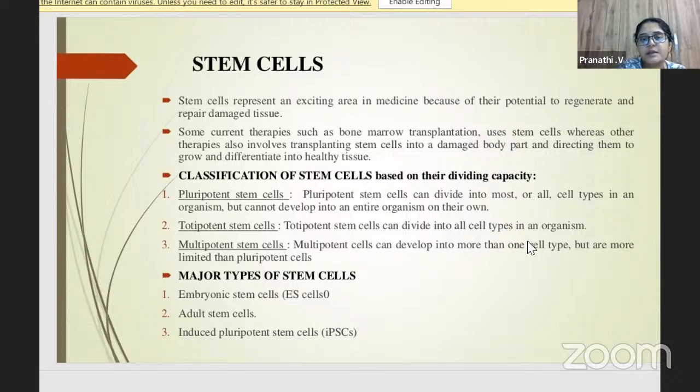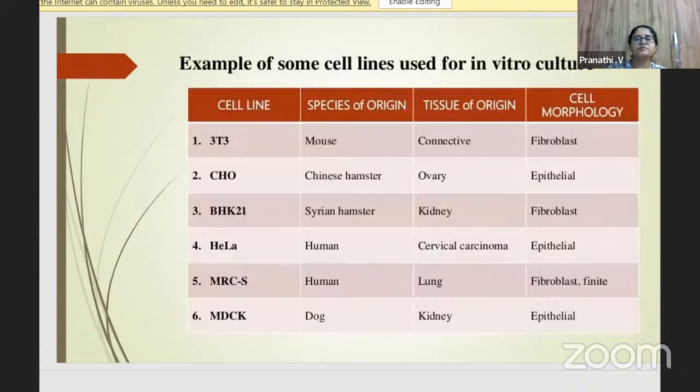And what are the major types of stem cells that we are looking at? Your embryonic stem cells, which are totipotent in nature. Adult stem cells have a limited capacity to divide, so you can say multipotent. Induced pluripotent stem cells are another type, which can be converted into, or can develop into, any other cell that you want.